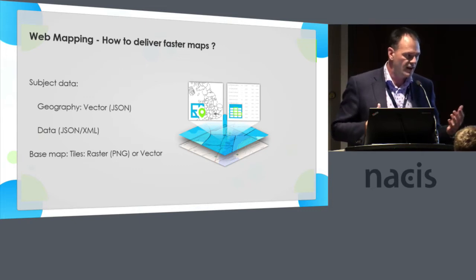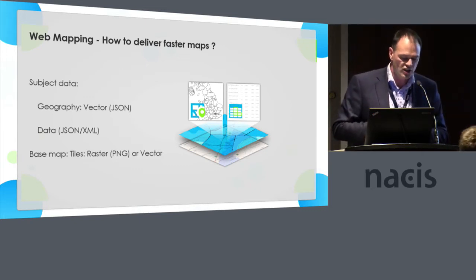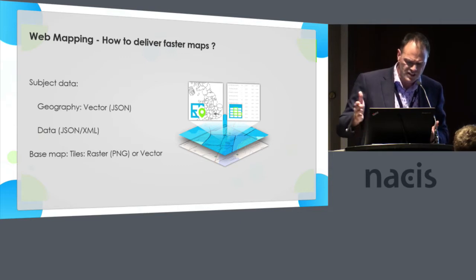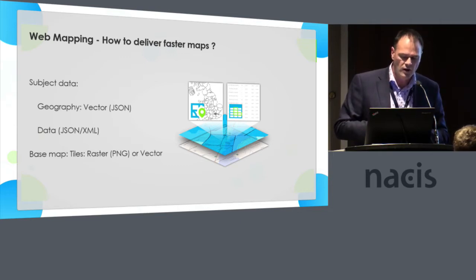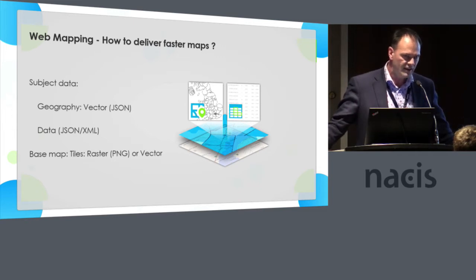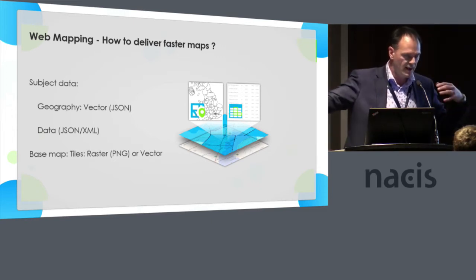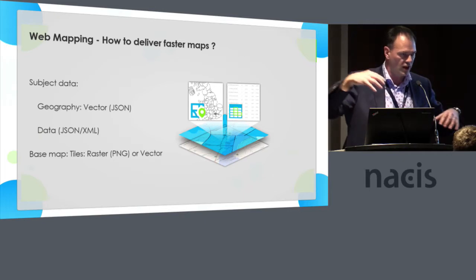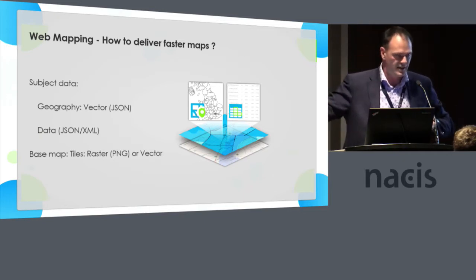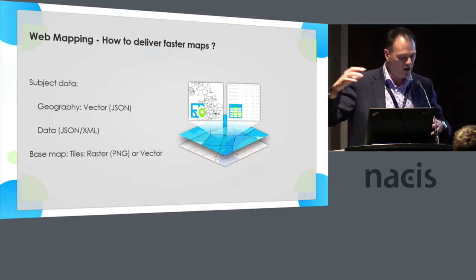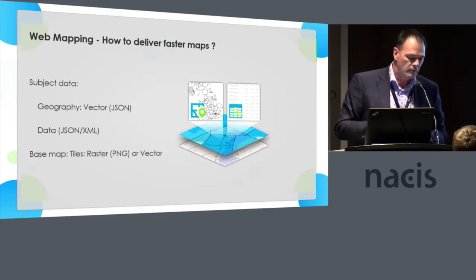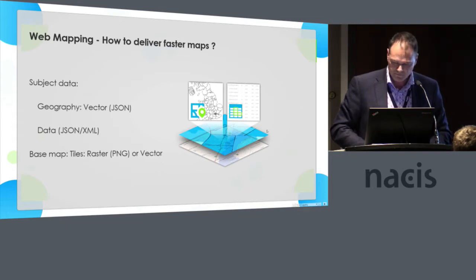Now, on the data side, we're using essentially JSON and XML. You can see it in the figure displayed right now. We have a separation of the geography from the data. And that intelligent data binding gives us the ability to bring in all sorts of relational data without duplicating the same layer. So we can do really interesting data binding. And obviously the base map, we didn't reinvent the wheel. We're using raster PNG, or we could use vector as well.